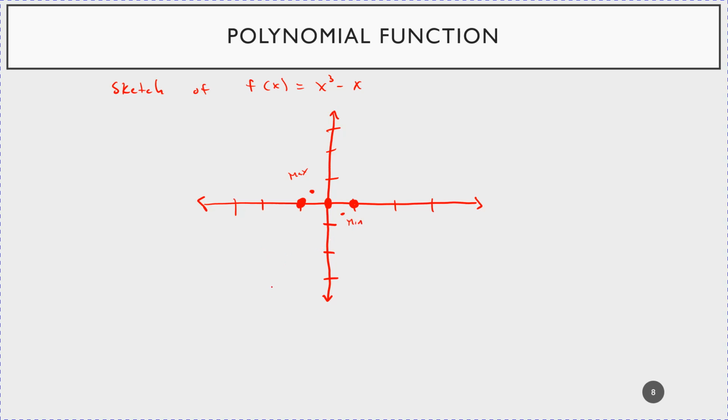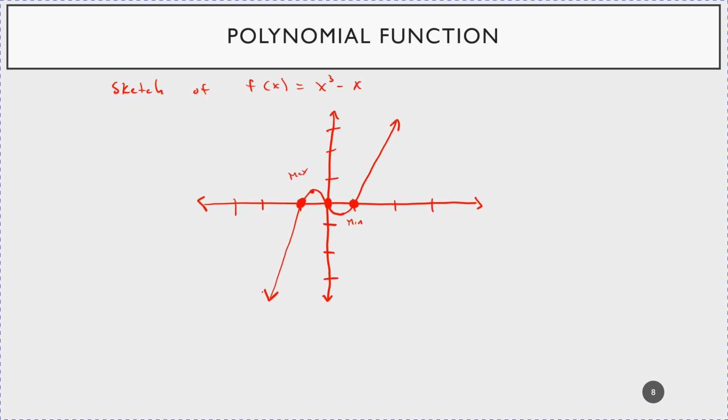Look, it's increasing from negative infinity to this point, the max, and then it's decreasing. I go through the intercepts till here, and then it's increasing again, and it's just a polynomial we know goes like that.